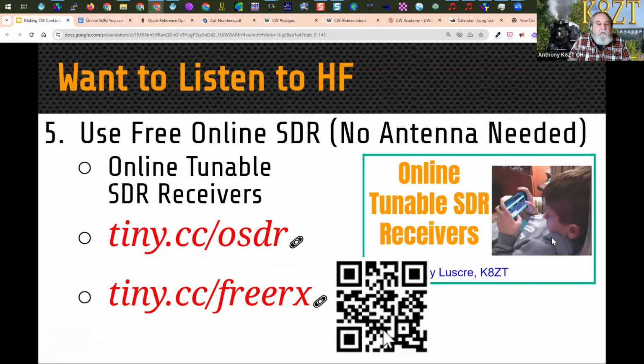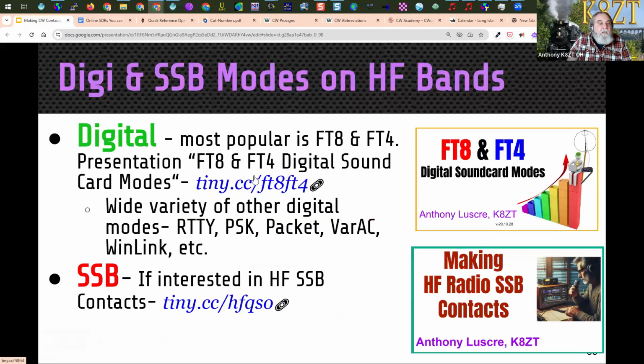And this, by the way, is my grandson Holden using an online software-defined receiver on his phone. Tonight was all about CW, but if you're interested in digital or single sideband, I have a very similar talk on both of these, and they are both available for you to take a look at.